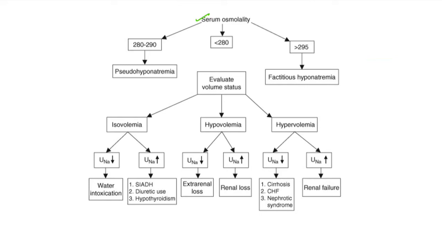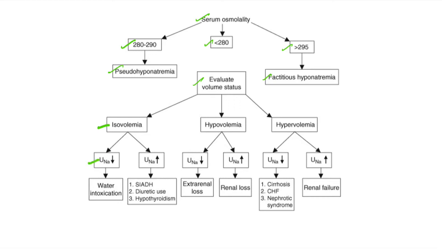If it is between 280 to 290 milliosmol per kilogram, that is if there is normal serum osmolality, it is pseudohyponatremia. If it is less than 280 milliosmol per kilogram, we have to evaluate volume status. If it is more than 295 milliosmol per kilogram, it is factitious hyponatremia. Now coming to evaluation of volume status, if there is hypovolemia, we have to check urinary sodium.